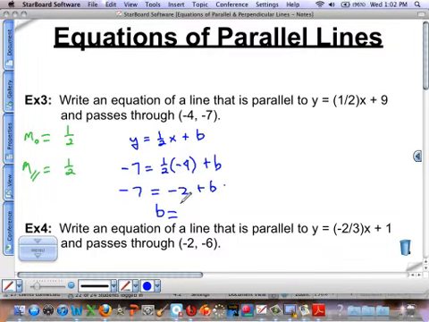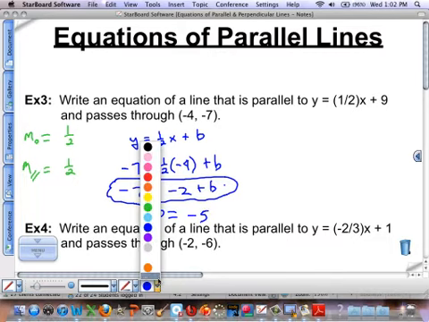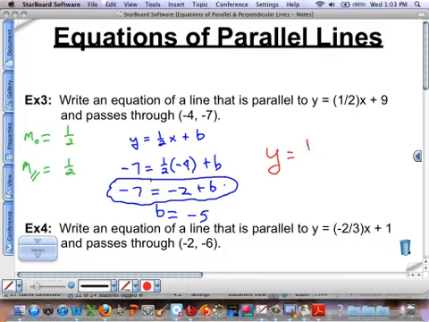Okay, Sean, I want you to look at just this equation right here. Remember, we're solving for B, so what do we have to get rid of? The -2. How do I get rid of it? Add 2. So I add 2 to the -7. What's -7 plus 2? -5. So we get the equation y equals 1/2 x minus 5.